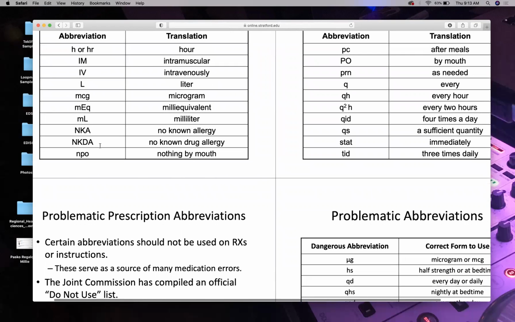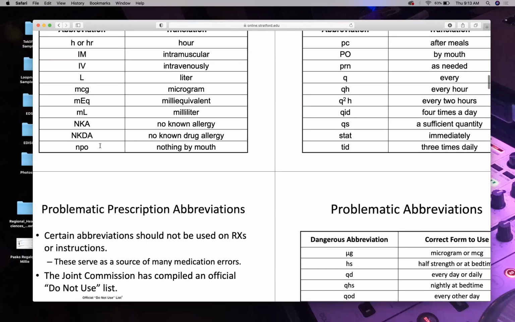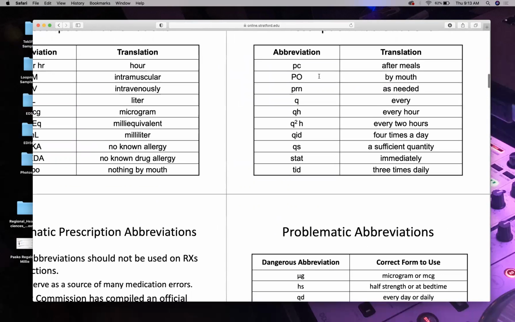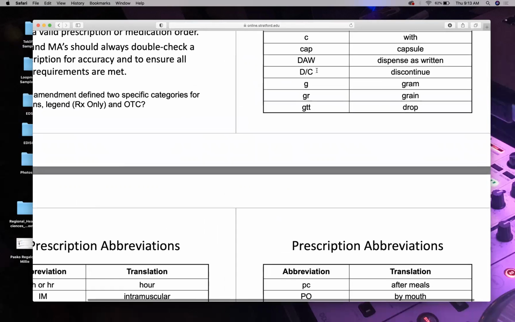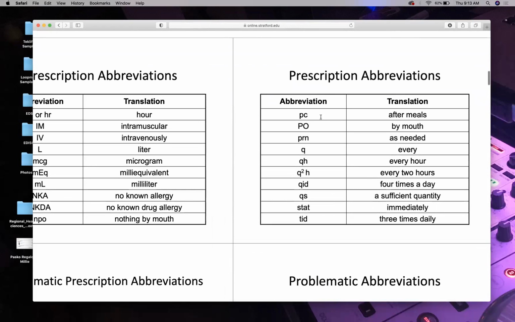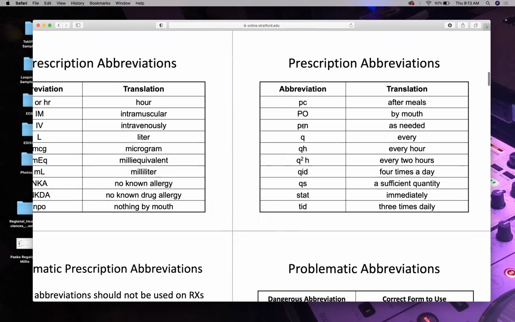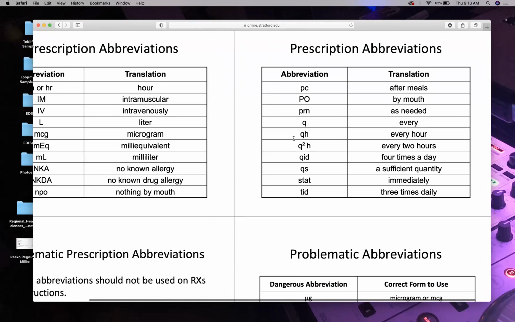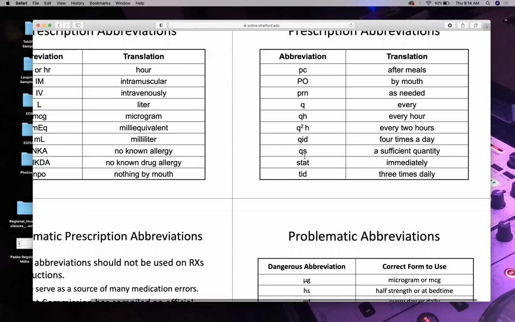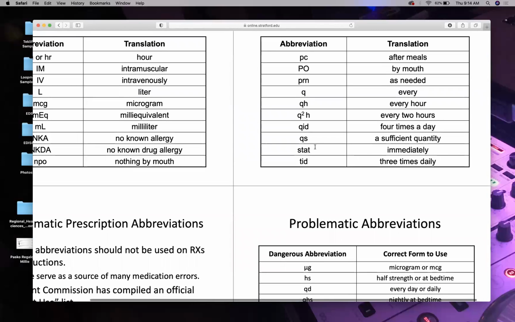NKA, no known allergies. NKDA, no known drug allergies. NPO, non per os, or nothing by mouth. PC is after meals, because if AC, ante, is before, PC is post, after. PO, per os. PRN, very common, as needed. QH, Q2H, QID, QS. I don't use QS too much. Stat is very important. If you see a stat, you better fill that order right now.